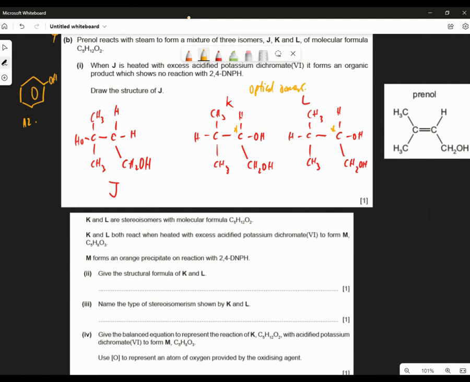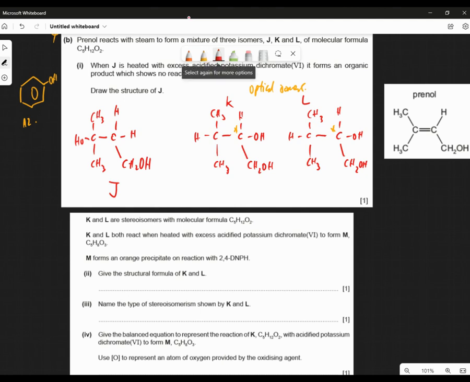All right, so K and L are stereoisomers, which we know, with a molecular formula C5H12O2, which I hope we've got. K and L both react when heated with acidified potassium dichromate to form M, which is that. M forms an orange precipitate on reaction with 2,4-DNPH. Okay. Give the structural formula for K and L.